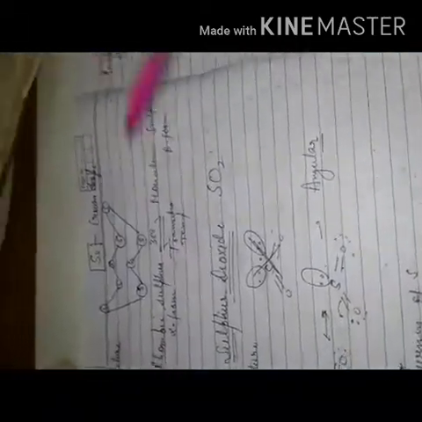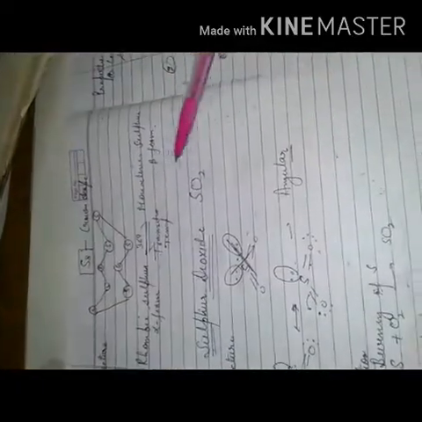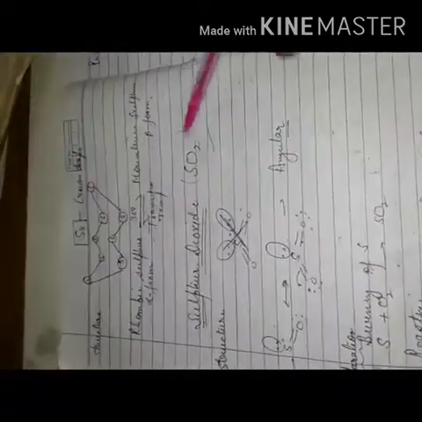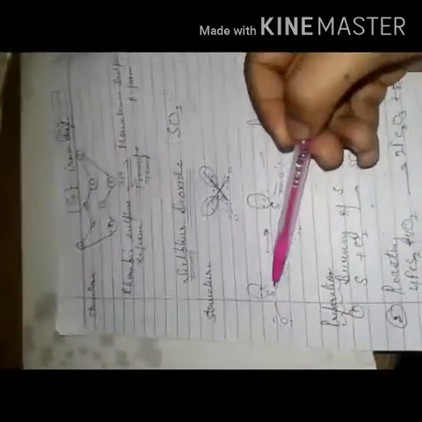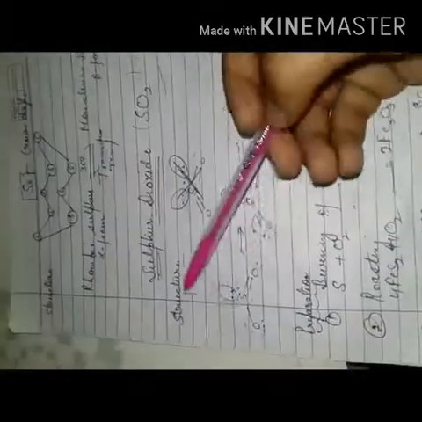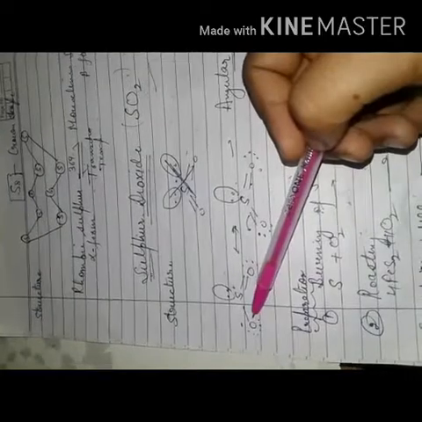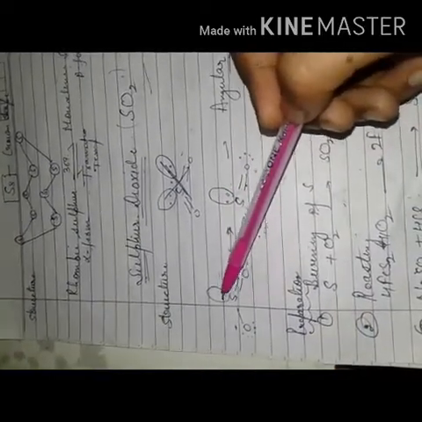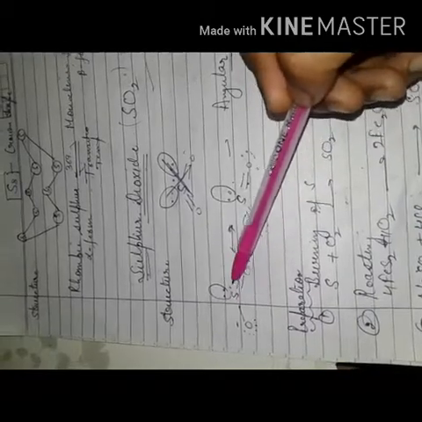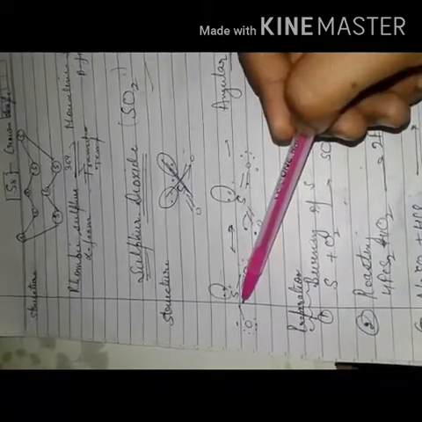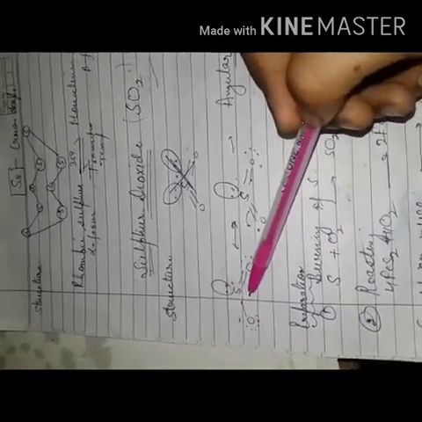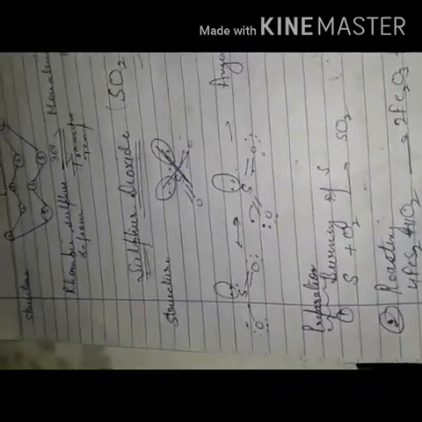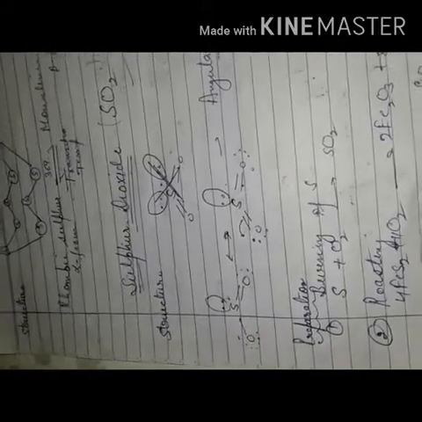Now our next topic is sulfur dioxide. Molecular formula is SO2. So in SO2, sulfur is there. It is a resonance hybrid of two structures. Sulfur, here three atoms are involved and two atoms are there, existing with a lone pair of electrons on sulfur.